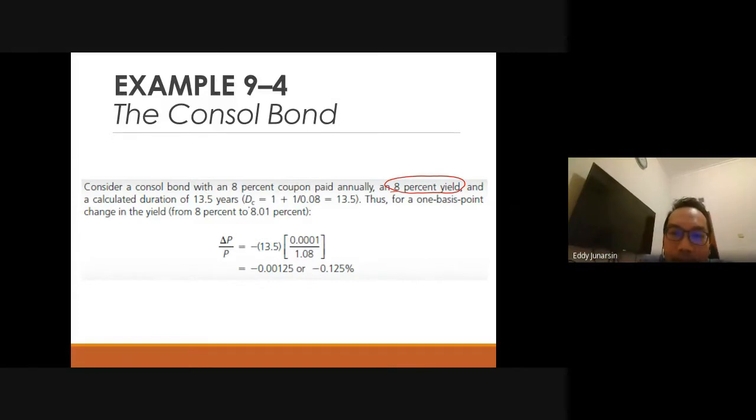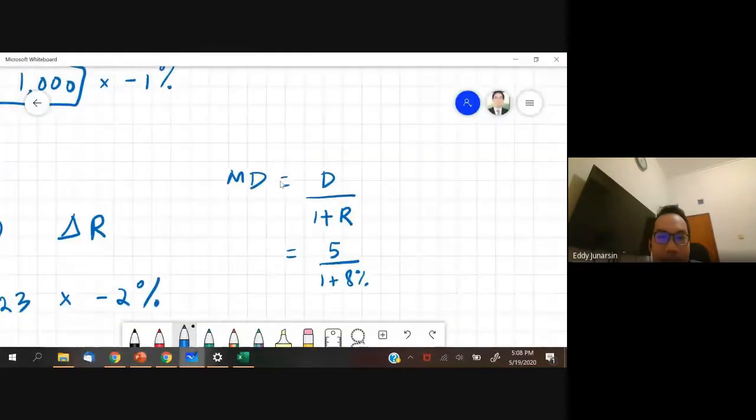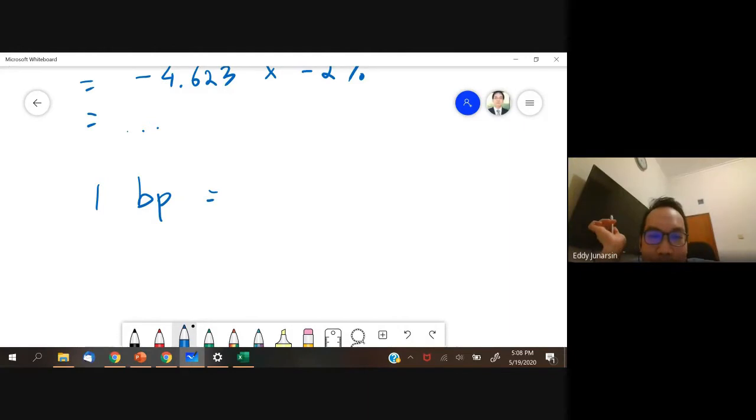So what is the duration of the consol bond? 1 plus 1 divided by the original market rate. So we get 13.5 years as the duration for the consol bond. And you're afraid of what? A one basis point change in the yield. So I would like to introduce the term here, basis point. So 1 BP, basis point, is 1 divided by 10,000. This is the easiest way to imagine.